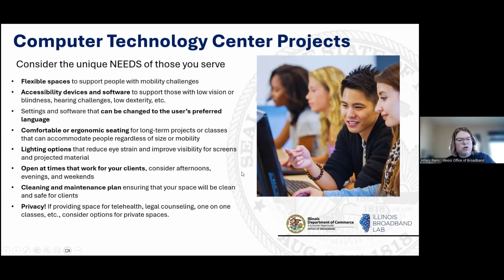And also make sure that you're open at times that work for your clients, right? A lot of your folks might work during the day, and if you're only open 9 to 5, you might be missing out on a lot of people that could use your space by not having some evening hours. Also, a cleaning and maintenance plan. Keep in mind that these are high touch objects. Not only am I reminding everyone to wash their hands with everything going around, but you've got to make sure that your devices are clean and safe to use, right?